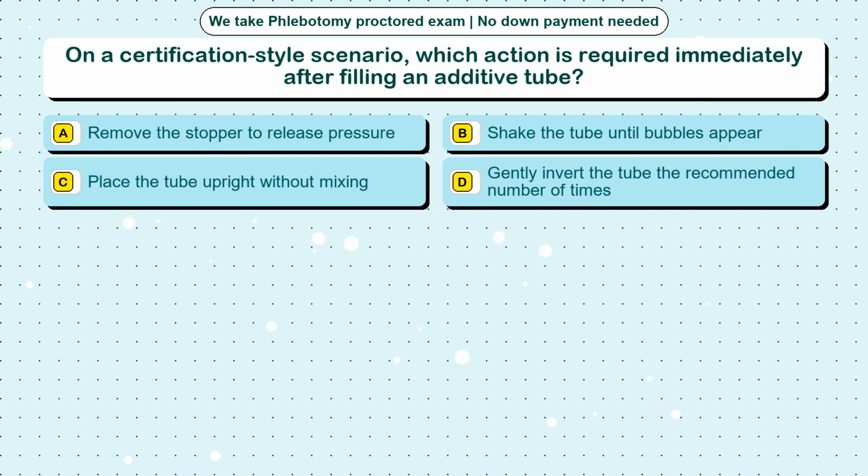Question 22. On a certification-style scenario, which action is required immediately after filling an additive tube? Option A, remove the stopper to release pressure. Option B, shake the tube until bubbles appear. Option C, place the tube upright without mixing. Option D, gently invert the tube the recommended number of times.